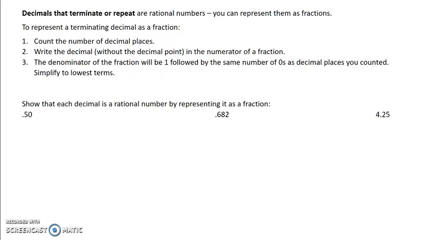Let's show that decimals that terminate or repeat are rational numbers, that we can represent them as fractions. So remember, the way to show that something is a rational number is to be able to take whatever form that number is represented in and create a fraction out of that, or write that as a fraction. So let's look at how I would do that with a terminating decimal. So remember, these are decimals that stop. So this is a terminating decimal. It stops after a while.